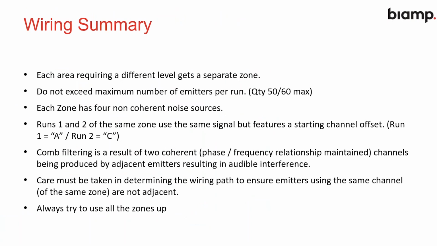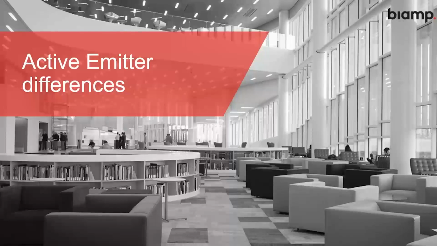To summarize some key points here. Each area requiring a different level gets a separate zone. This is what we talked about. Don't exceed the maximum number of emitters per run, as this will cause the system not to work correctly. And a key point that I mentioned before is to always try to use all the zones up, so that we have a far better chance of an effective system.